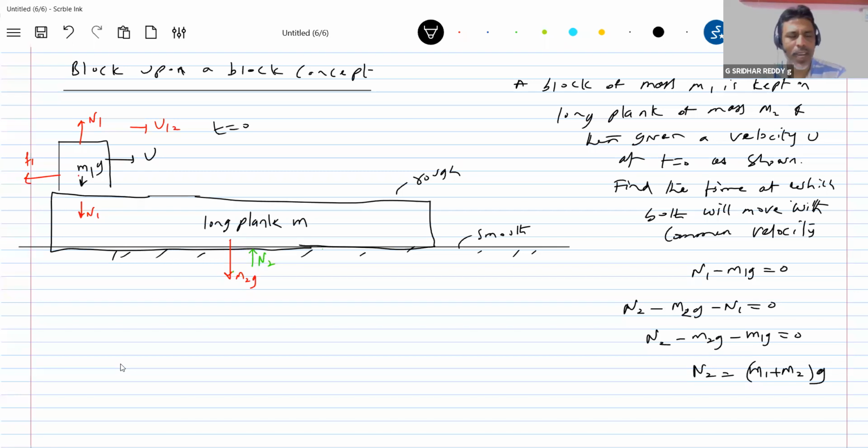Okay, now let's come to the direction of friction. What is the velocity of the block at t equals 0? What is the state of the block? The plank was at rest. Only the block is given velocity. So what is U12? U12 bar should be towards right.